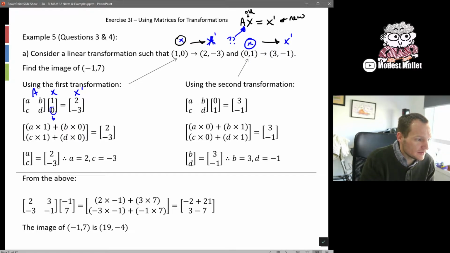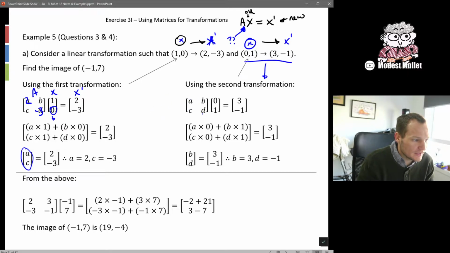Because of the 0 here, that gets rid of a whole bunch of it and collapses, and we just get a, c is equal to 2, negative 3. So we know straight away from our transformation matrix that the a is 2 now, and the c is negative 3. We can do the same with the second point here.